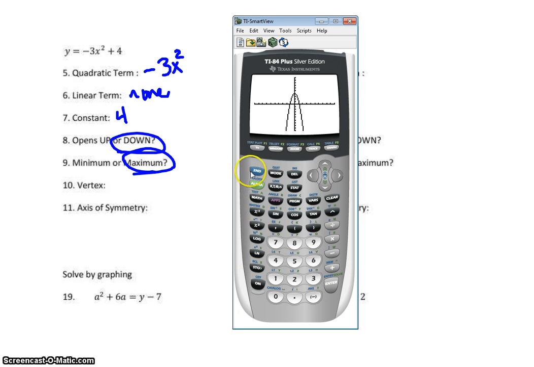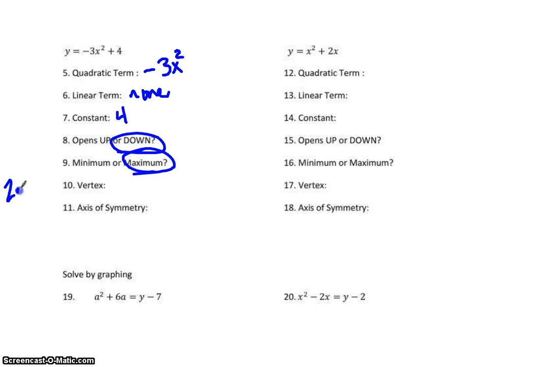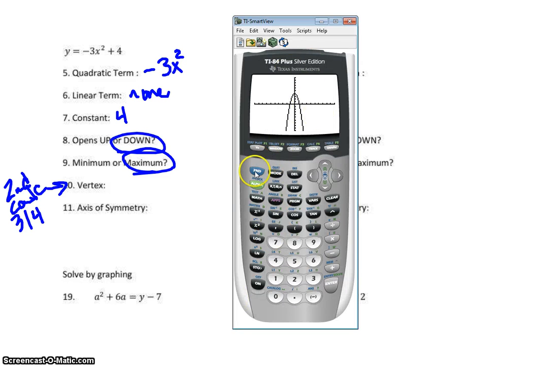To find the vertex, you're going to go second, calc, and either 3 or 4. This is for your vertex. Since it's at the top, it's a maximum, so we will go second, calc, number 4 for maximum. Remember, you have to be at the left or before the vertex. Press enter. Go to the right until you get past the vertex. Enter, enter. And you can round, but you also need to be aware if there is an E.